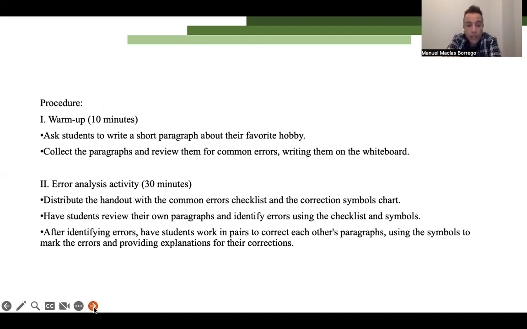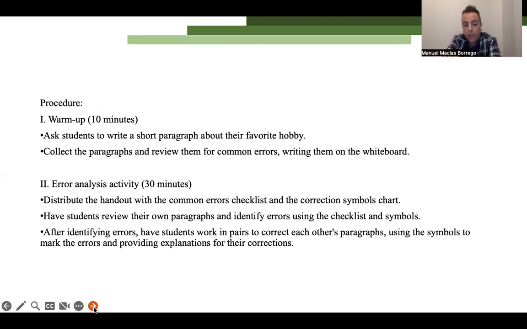The procedure of this lesson plan is distributed in different tasks. Obviously, it all begins with a warm-up activity of approximately 10 minutes, in which I ask students to write a short paragraph about their favorite hobby. I collect the paragraphs and review them for common errors, writing them on the whiteboard.